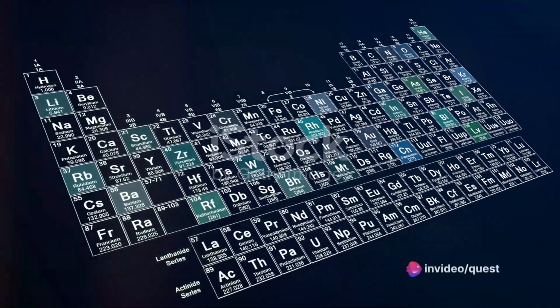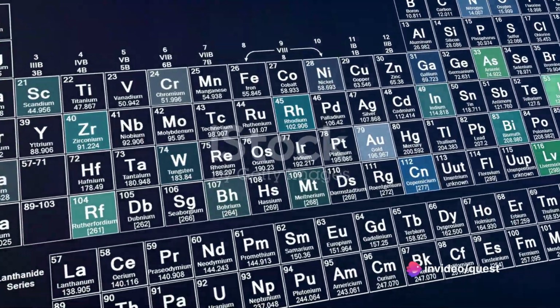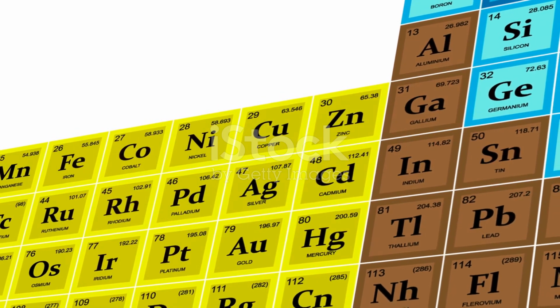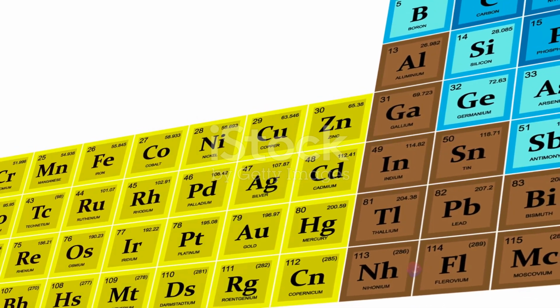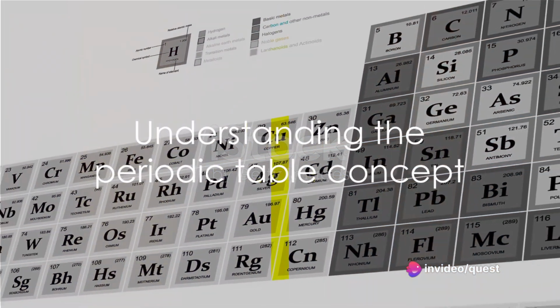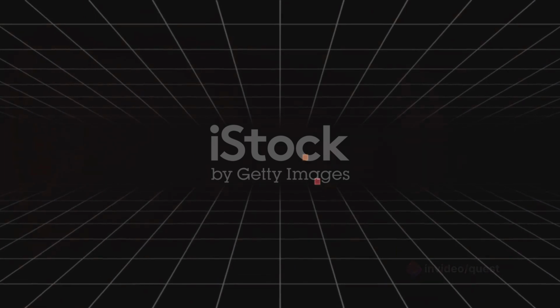So you see, the periodic table isn't just a random collection of elements. It's a beautifully designed tool that helps us understand the properties of the elements, how they interact with each other, and even predict the properties of new, yet-to-be-discovered elements. It's fascinating, isn't it? All this information, neatly arranged into a table. It's like having the secrets of the universe at your fingertips.